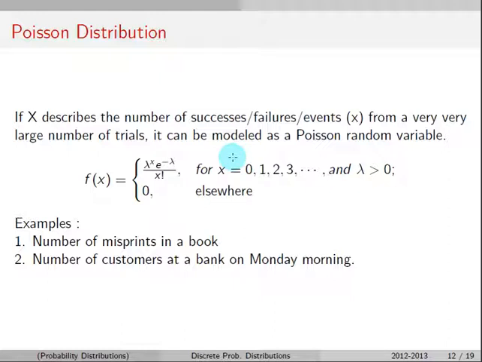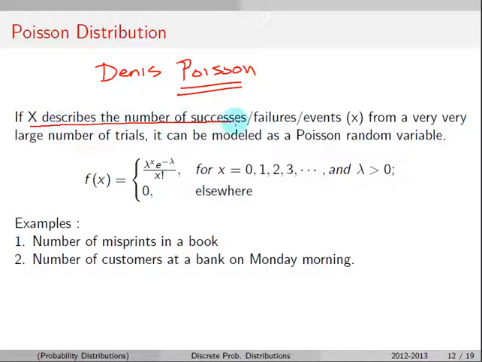Now let's take a look at the Poisson distribution. It was invented by the mathematician whose name was Denis Poisson. So it is not a "poison" distribution, it's a Poisson distribution. It's the name of a mathematician. So once again, this has an interesting story. If x describes the number of successes or failures from a very, very large number of trials, it can be modeled as a Poisson random variable.